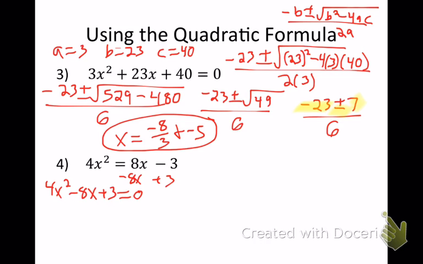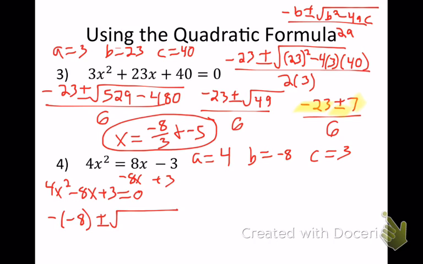Now can I identify A, B, and C? Kyle, what are A, B, and C going to be? A is going to be 4, B is going to be negative 8, and C is going to be 3. Great. Now I'm going to take that information and plug it in. So I have negative, parentheses, negative 8, plus or minus the square root of negative 8 squared minus 4 times 4 times 3, all over 2 times 4.